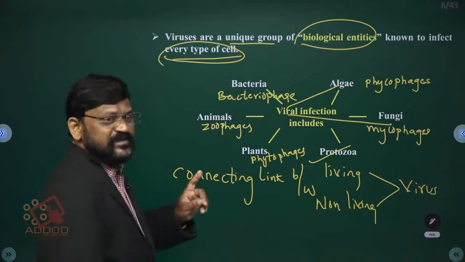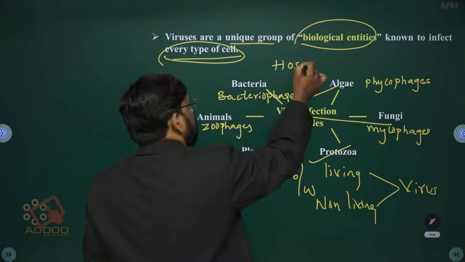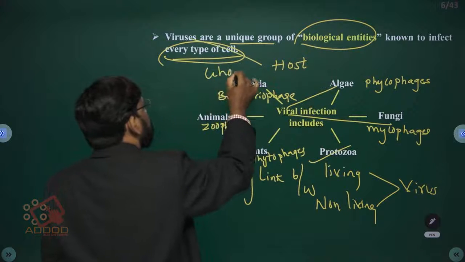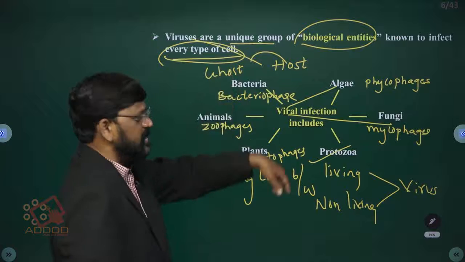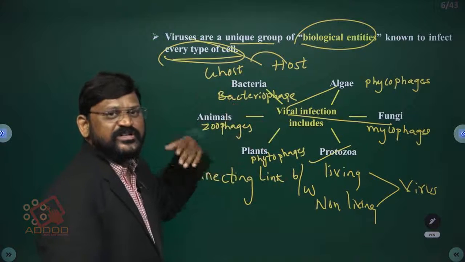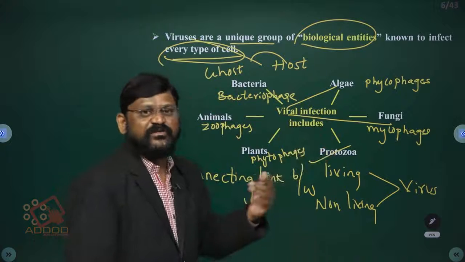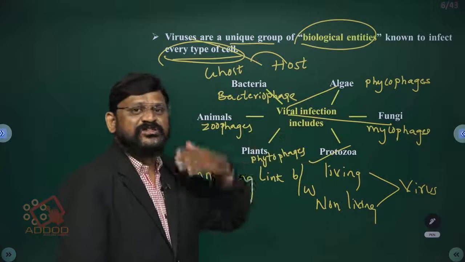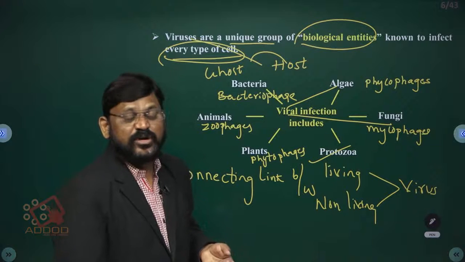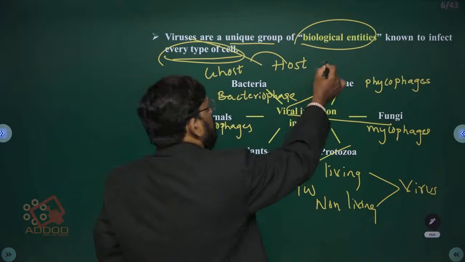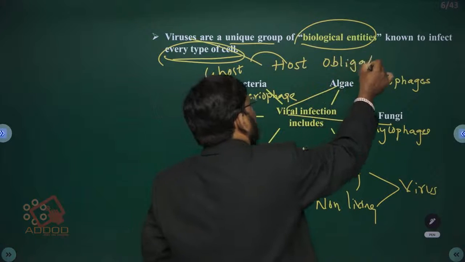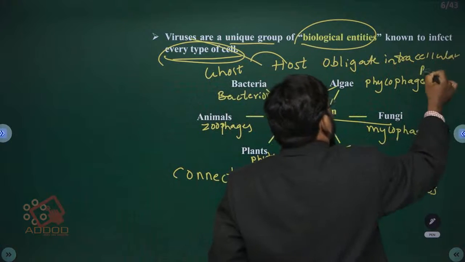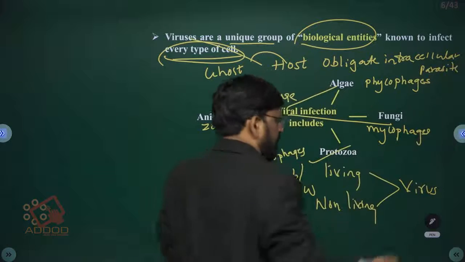That means this is one which compulsorily requires a host. The host may be anything. Without a host it cannot survive because it is acellular. It takes the help of other cells for living its life. Once it infects another cell, it takes over the machinery of the other cell and starts producing its own particles. That's why we say the virus cannot live without a host. We call virus an obligate intracellular parasite, because it goes inside the cell.